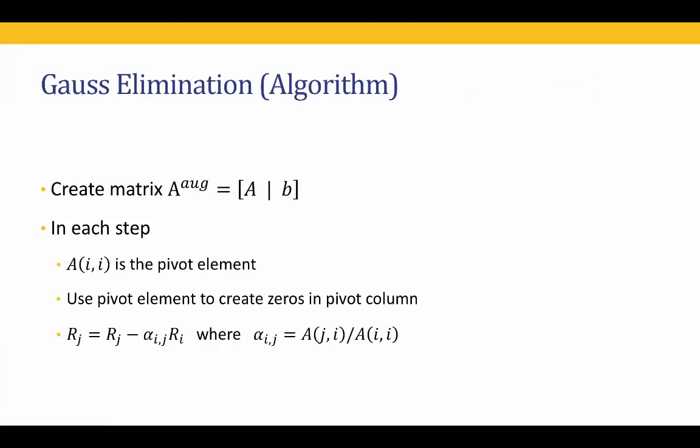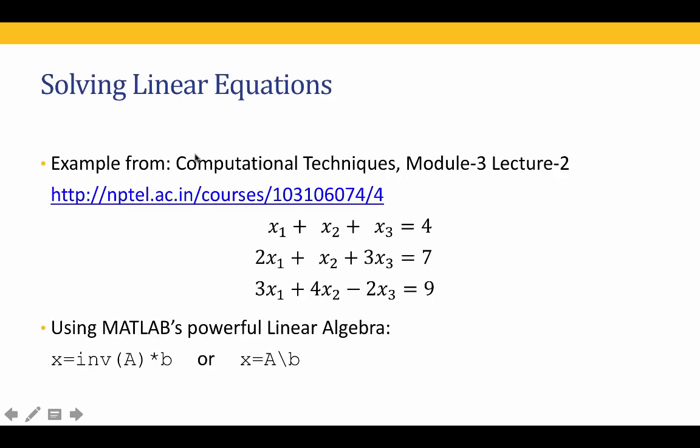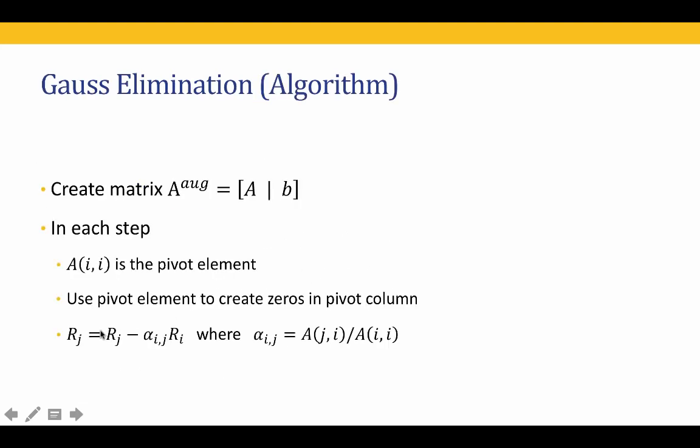So what's the step with Aii as the pivot element? Let's say A11 as the pivot element. We want to create zeros in the pivot column, which means in column number 1. Column 1 over here is basically 2, 1, 3. So what we are going to do is subtract 2 times row 1 from row number 2. So we need to use row operations.